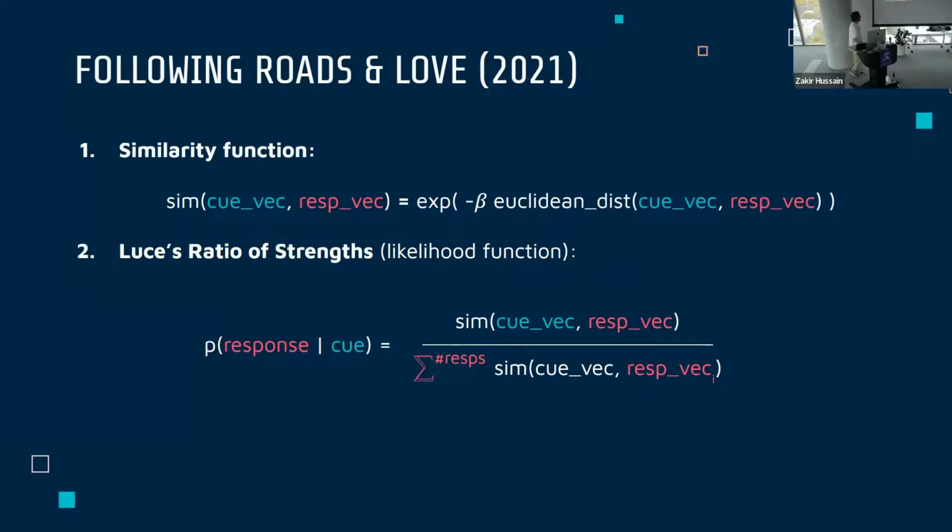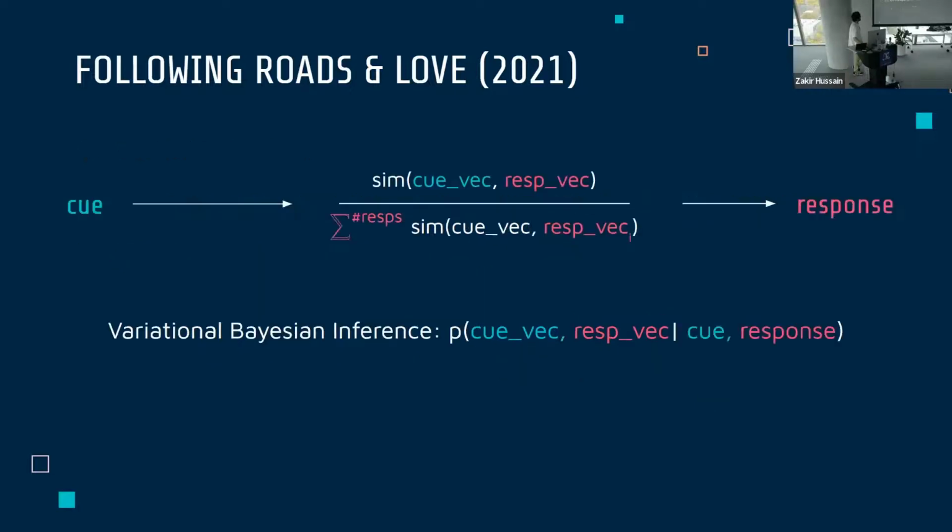So I've been saying verbally what Luce's ratio of strengths is, but this is the formula. And they use that in a Bayesian context. They use that as their likelihood function in order to calculate the probability of, in our case, a response given a cue, in their case, a response image given a cue image or target image. And they use variational Bayesian inference, which is a form of approximate inference, which makes it a tractable problem, given the size of these data sets and the number of parameters that you're trying to fit.